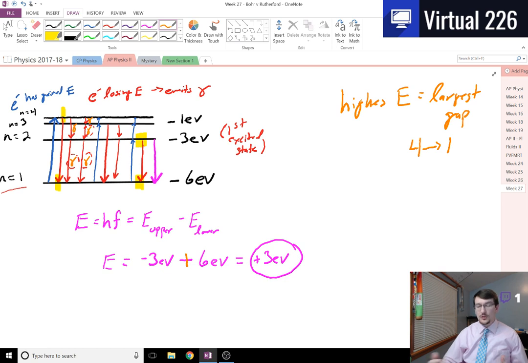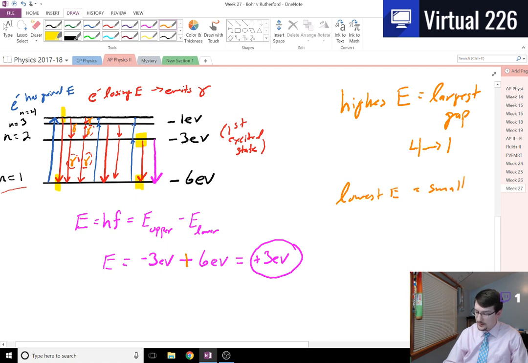For our lowest energy then, that's the smallest gap. And our smallest gap is actually going to be located between our uppermost energy levels, 3 and 4, because we're only doing this tiny little bit right there.